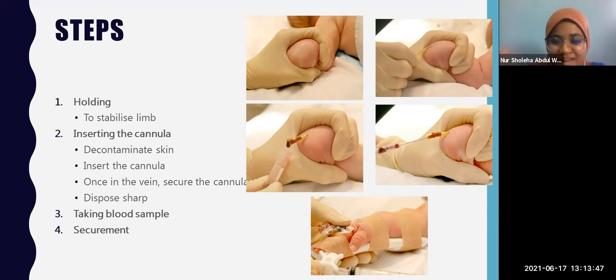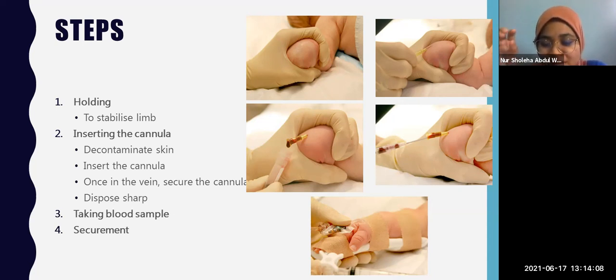That we let the blood drip passively. However, when taking blood for blood culture, sensitivity, or the gas, we need a much larger volume of blood. Then what we can do is aspirate the blood from the hub of the cannula.